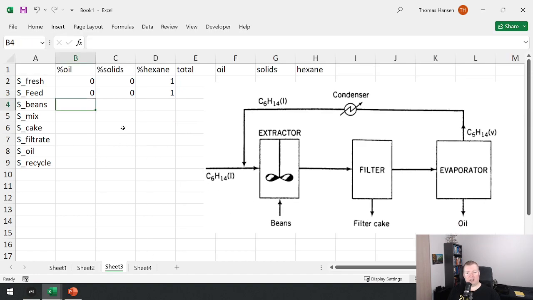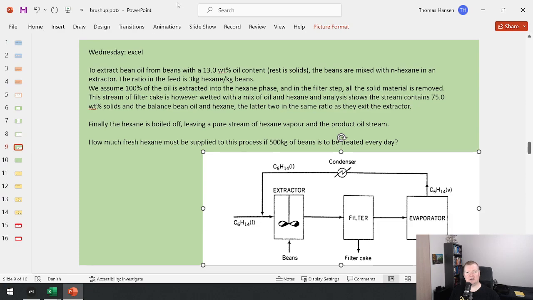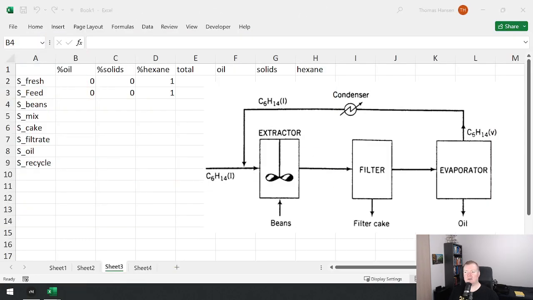Then I have my beans, and then I need the information about my beans. So let's go back to the assignment and read what it says about the beans. Actually, I'm just going to do it like this, so now I can see it and you can't. So my beans would contain 13% oil, and the rest would be solids. So 1 minus the 13%, there's no hexane in my beans.